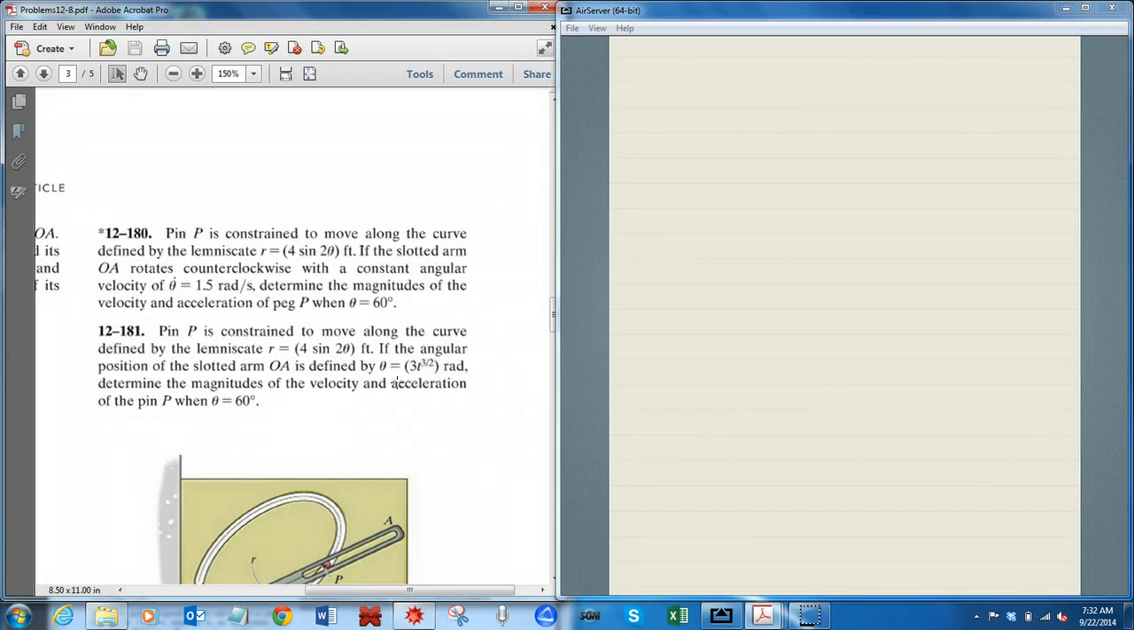We are doing problem 12-180. We've decided it's going to be an r theta, right? So what's the first thing that I would suggest you do now that you've decided that? Let's write down the equations, okay? So write down the equations.